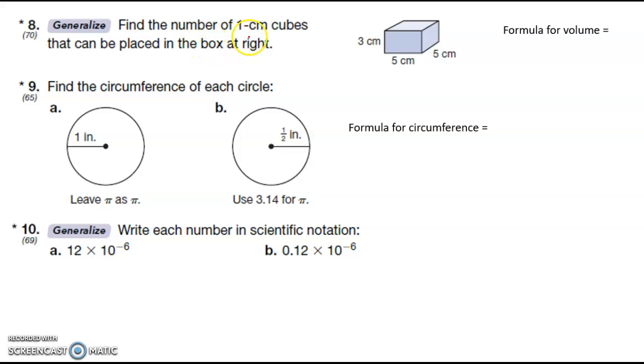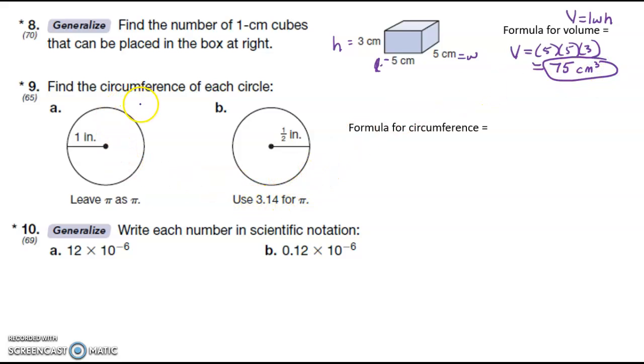Number 8 says, find the number of 1 centimeter cube boxes that can be placed in the box at the right. They're asking for volume in a very strange way. So the formula for volume is V equals length times width times height. So that gives us 5 times 5 times 3, which is 75 centimeters cubed for volume.